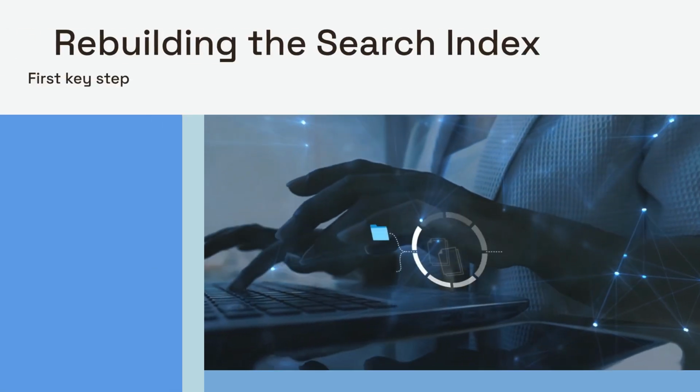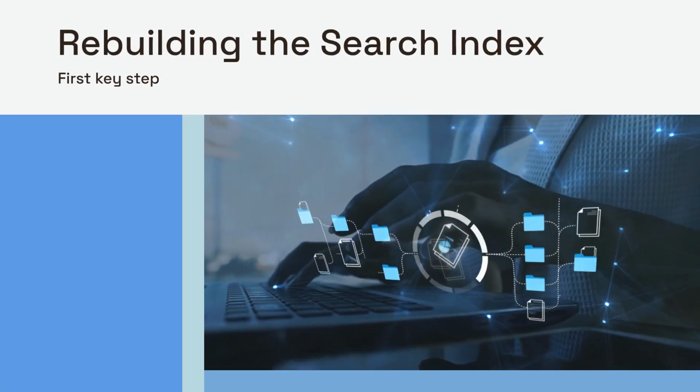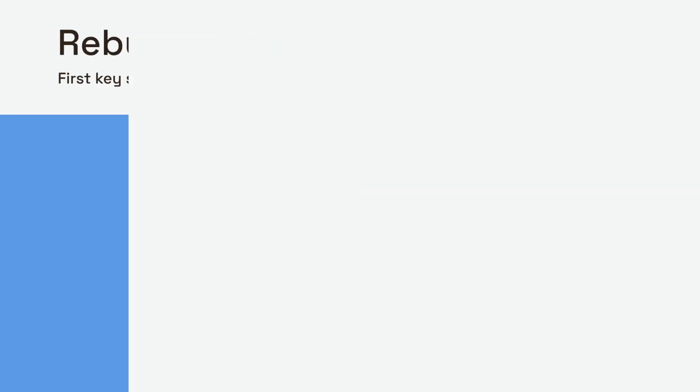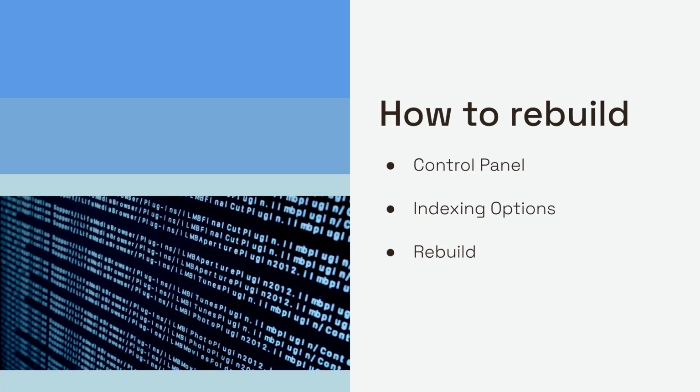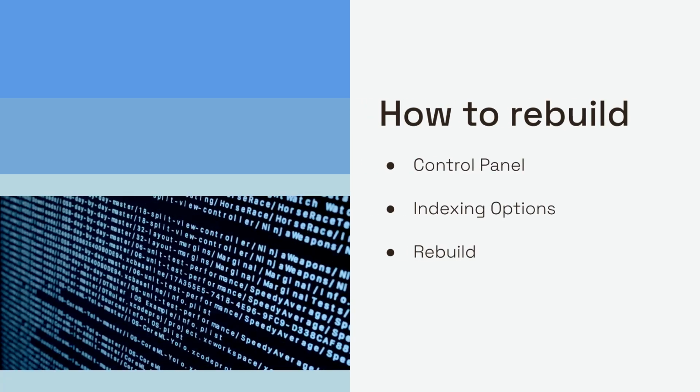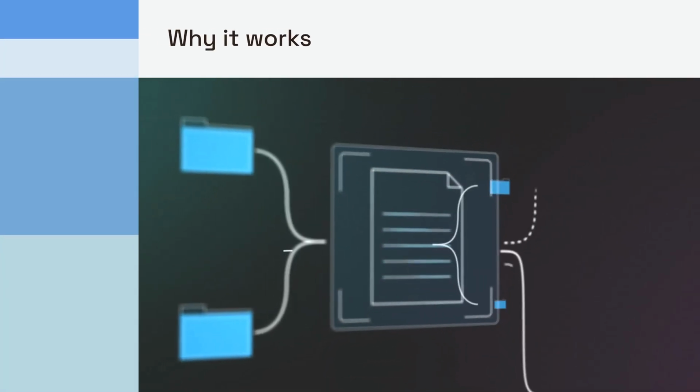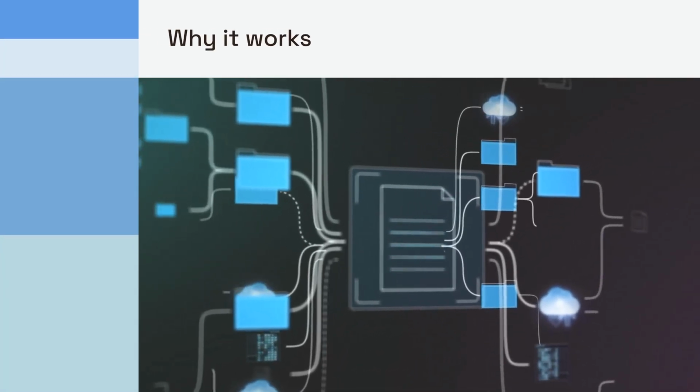The first crucial step in fixing Outlook search issues is often rebuilding the search index. You can do this by going to the control panel, selecting indexing options, and then choosing to rebuild your index. This process often solves the problem by refreshing how Outlook catalogs your emails, ensuring everything is searchable.